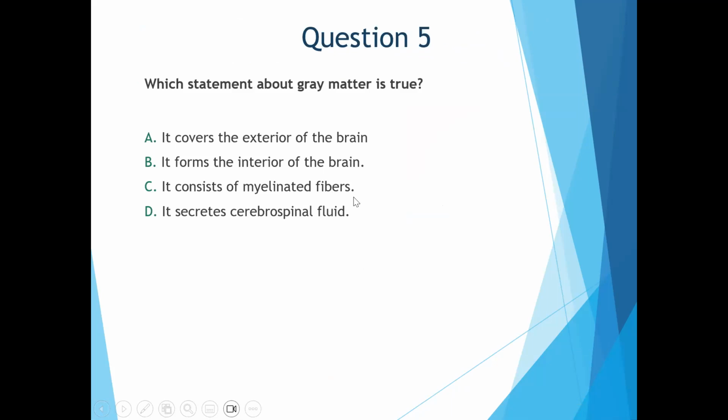And so we know the gray matter does not consist of myelinated fibers, and it's our choroid plexus that secretes our CSF.